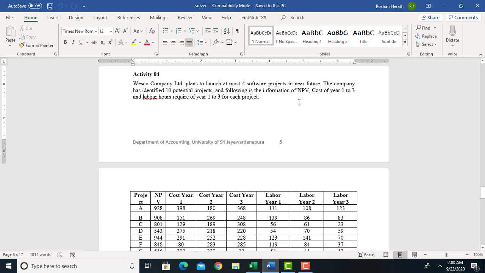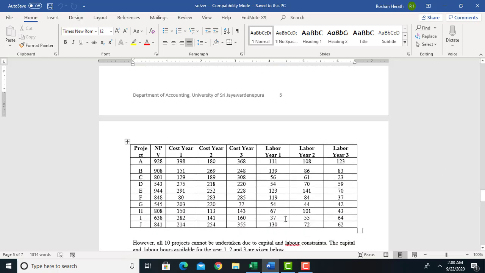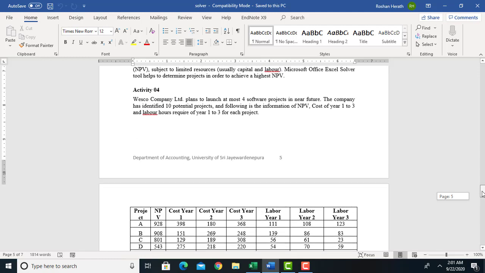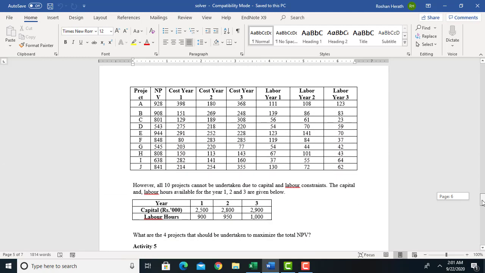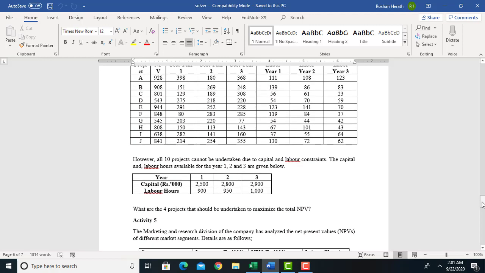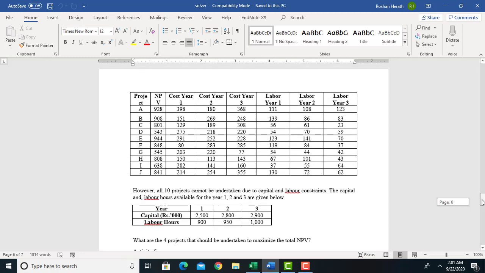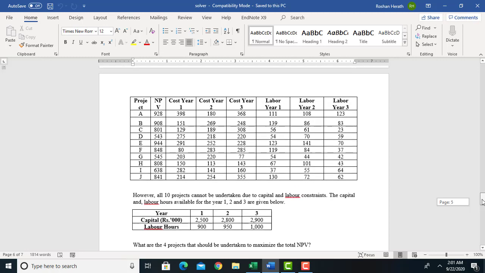So you are given information as such. The 10 projects are there, the NPV of each project is given, and also the cost that you have to incur in the first 3 years of the project, and together with that, the labor it takes in the first 3 years of the project, or I would say throughout the project life, is given. Now you are supposed to come up with the optimum projects that would maximize the value of the business.